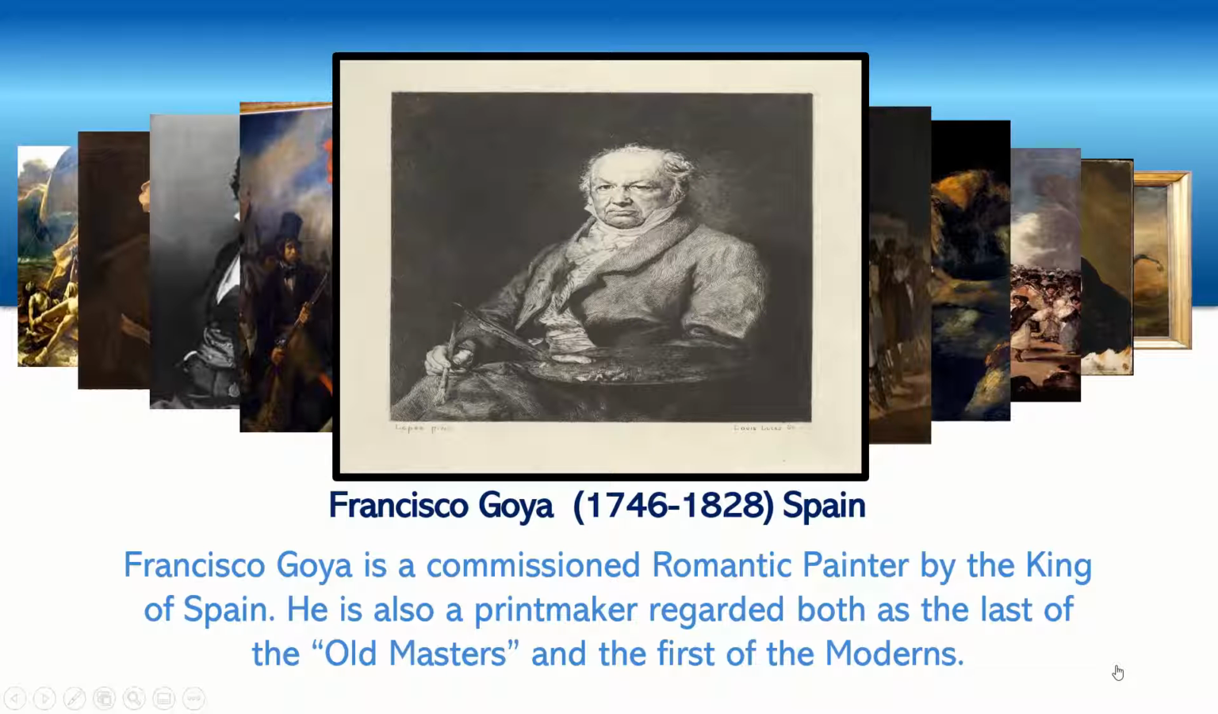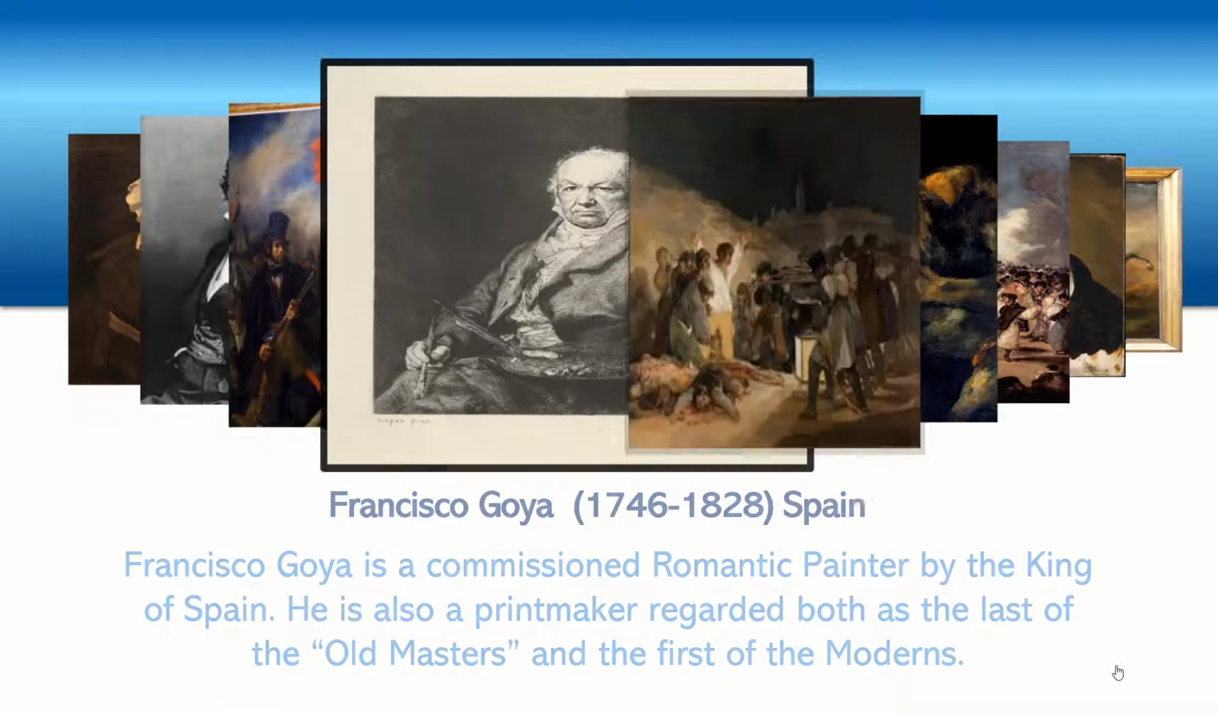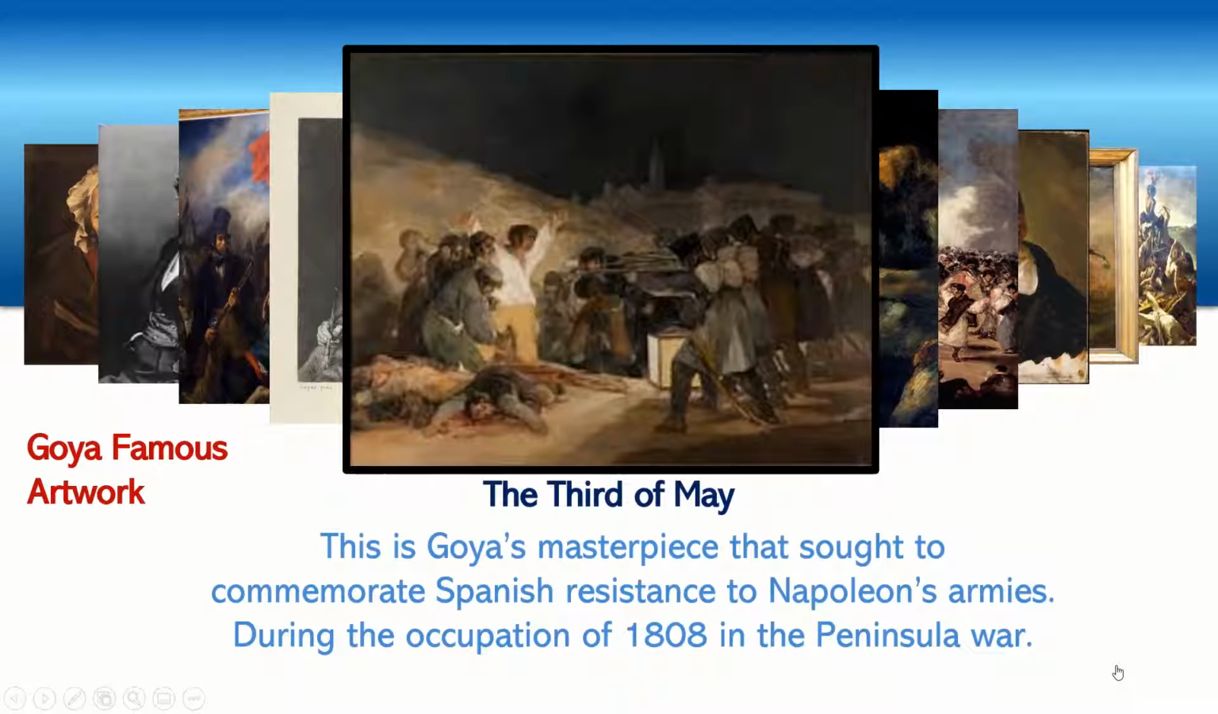Francisco Goya was a romantic painter commissioned by the King of Spain. He was also a printmaker, regarded both as the last of the old masters and the first of the moderns. One of the famous artworks of Goya is The Third of May. This is Goya's masterpiece that sought to commemorate Spanish resistance to Napoleon's armies during the occupation of 1808 in the Peninsular War.